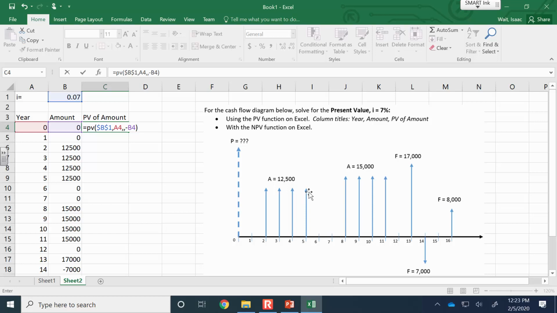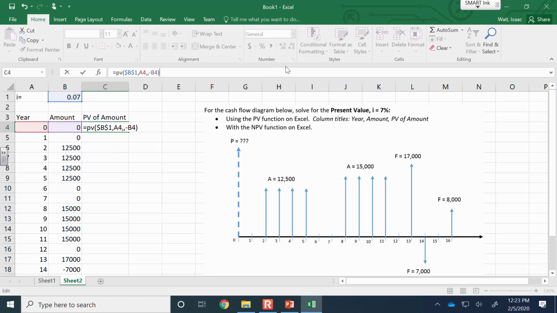So for instance, this $12,500 in year 5, it needs to move that 5 years, 1, 2, 3, 4, 5, before it can contribute to an amount at year 0. So N is just whichever row you're on for the year. And then I skip over the payment field with the double comma, because I don't want it to consider each one of these rows as a recurring payment. I want it to consider it as an individual future amount.